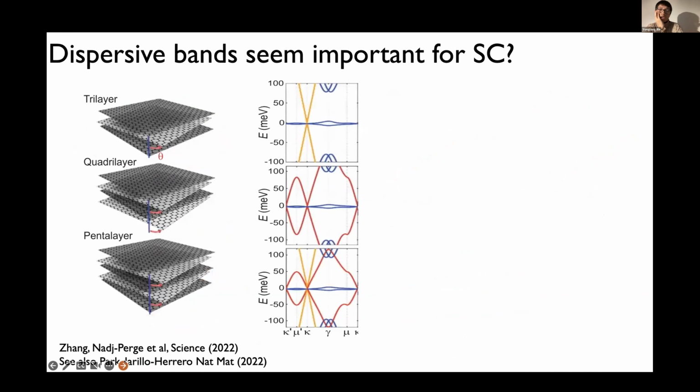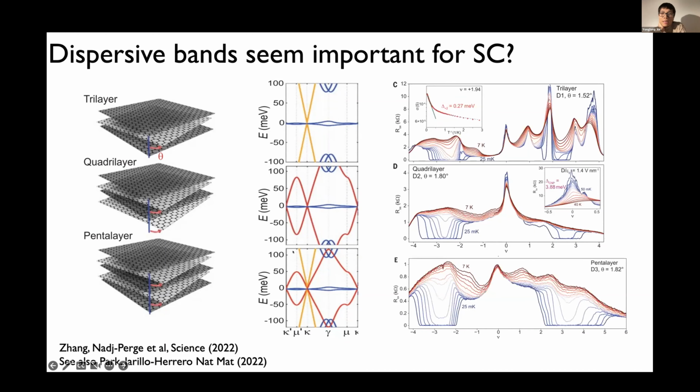Another motivation for looking at this trilayer graphene system is that this dispersive band, this purple band that I drew previously, is important for superconductivity. As suggested by more recent work where people have fabricated not only trilayer but also quadruple layer and pentalayer, one of the common features is that you will always have flat bands, but in addition you will have all these dispersive bands, as shown in all these band structure calculations.